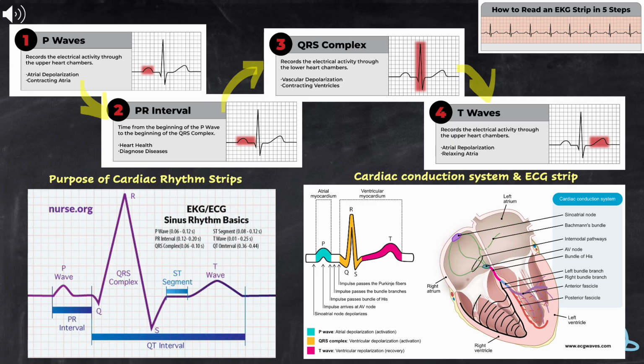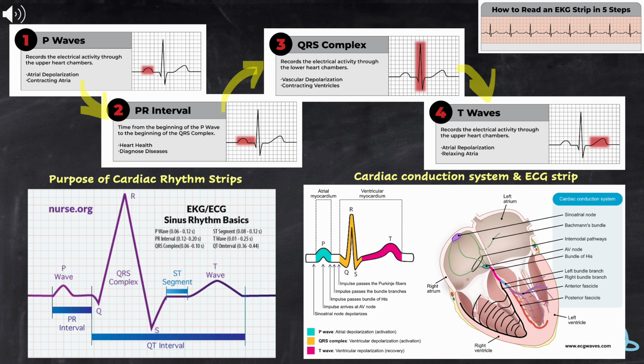When you analyze a rhythm strip, focus on a few key areas rather than trying to memorize patterns. Start by identifying the heart rate, then determine whether the rhythm is regular or irregular. Next, look for P waves to assess atrial activity and evaluate the QRS width, which tells us whether conduction through the ventricles is normal or abnormal.